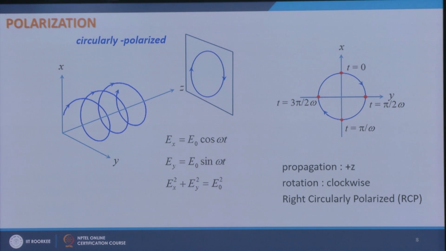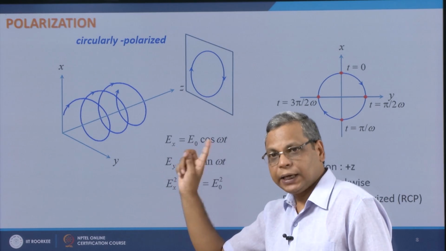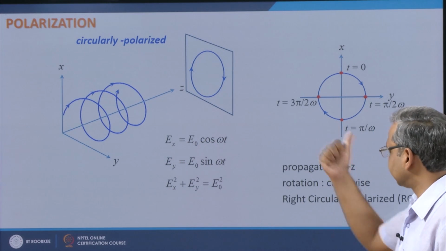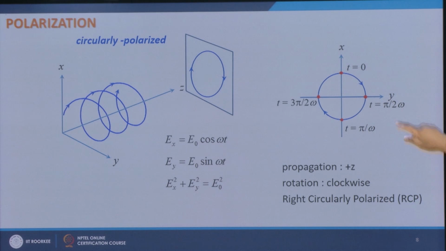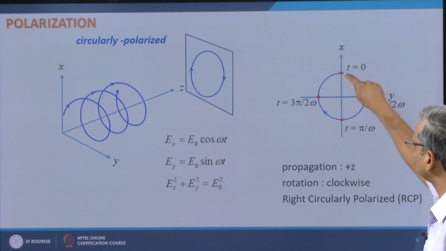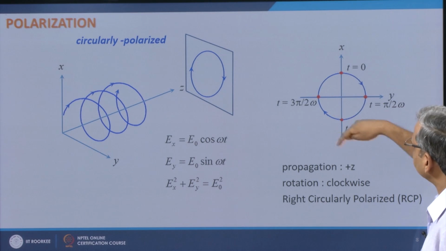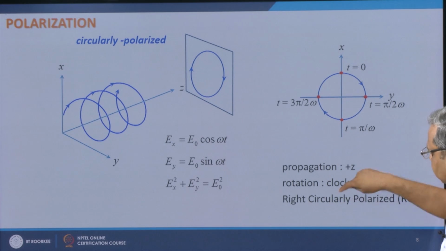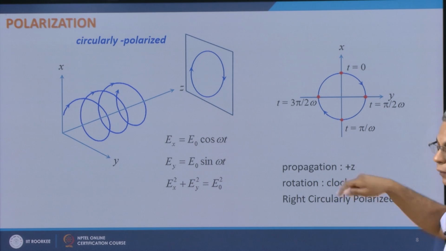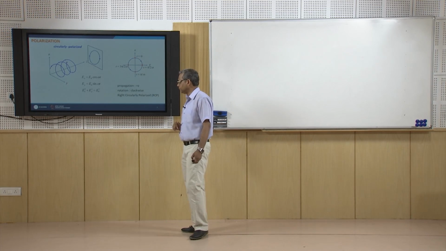So, if the direction of propagation I have fixed as plus z and rotation is clockwise, then I can call this right circularly polarized light, or RCP. It is a convention whether you call it right circularly or left circularly. If you call this right circularly, then that one which is anti-clockwise, with the direction of propagation always plus z, would be left circularly. So, I call it RCP.